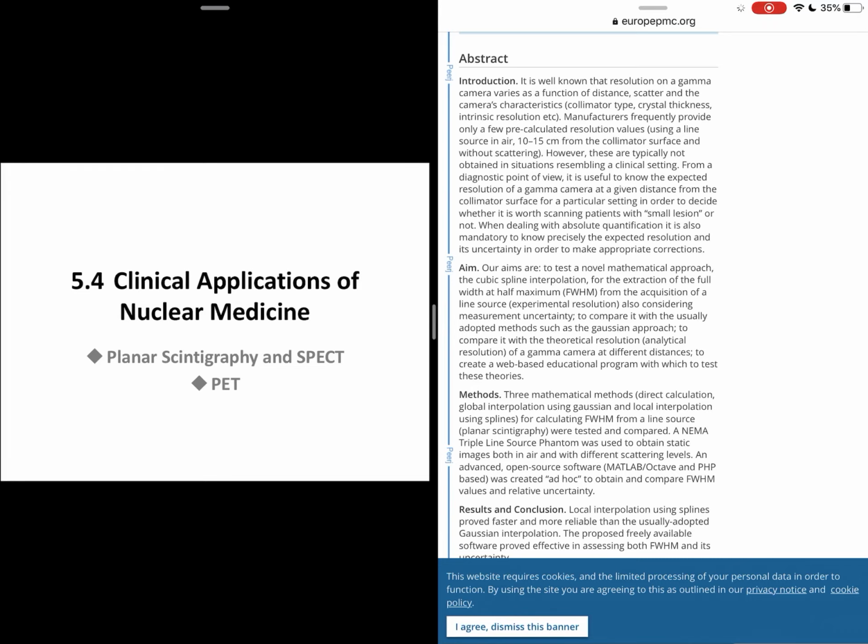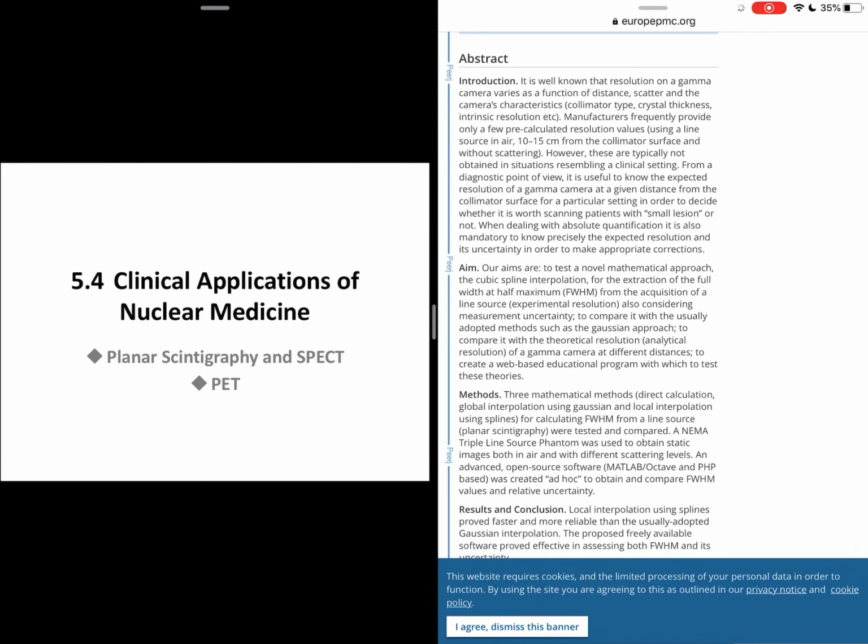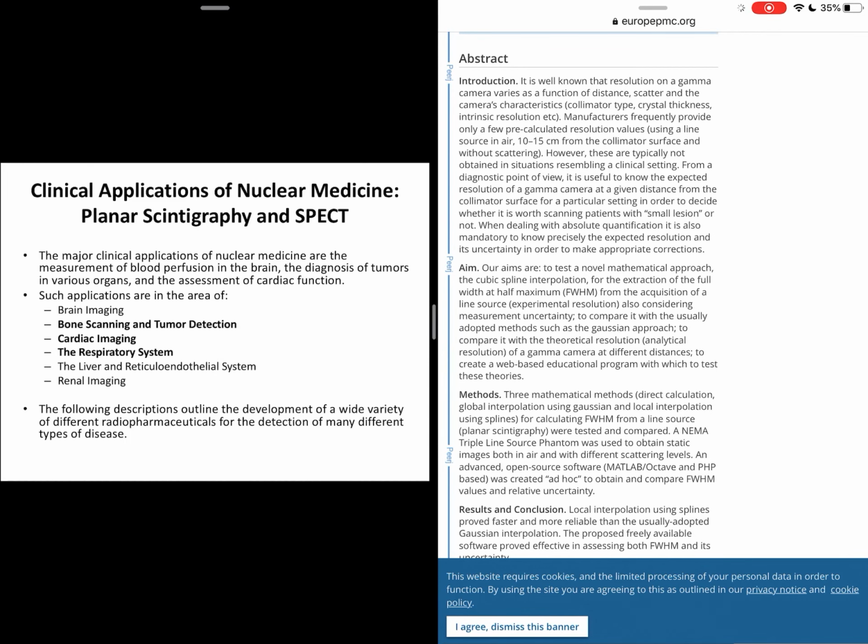Okay, that's all for 5.3. So basically we will not cover the PET actually. You only need to study the SPECT only. So we move to 5.4, clinical applications of nuclear medicine.